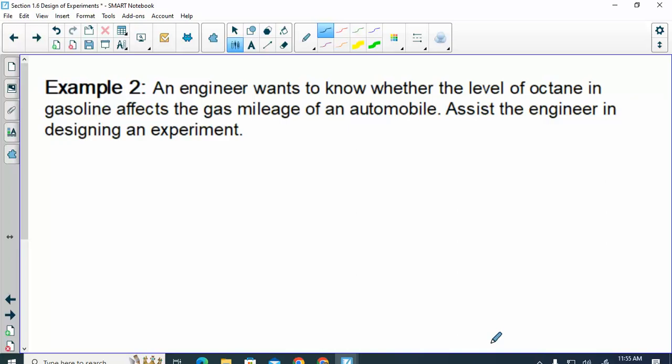An engineer wants to know whether the level of octane in gasoline affects the gas mileage of an automobile. Give me some ways I could design an experiment for this. Talk through it. So, what are we trying to figure out? Okay. How could I do this?